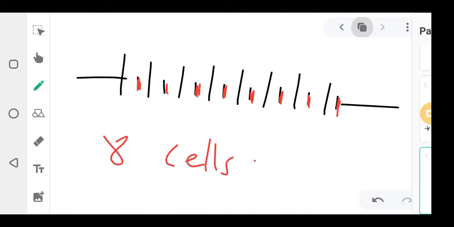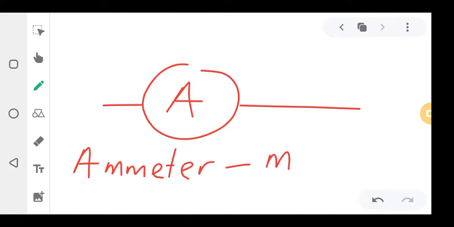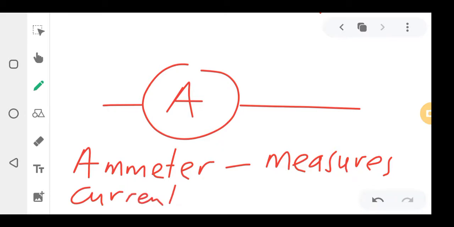Another symbol that you have looks like this, a circle with the letter A. It's called the ammeter. The ammeter measures current, with a unit in brackets.